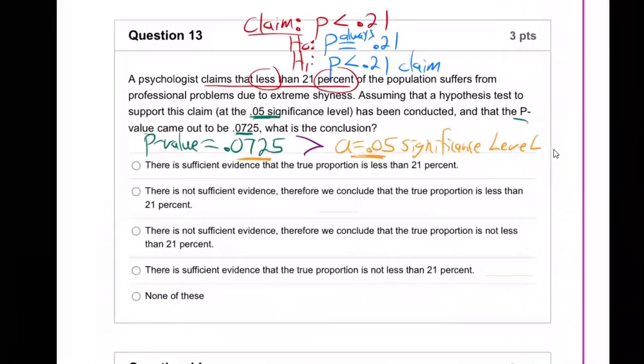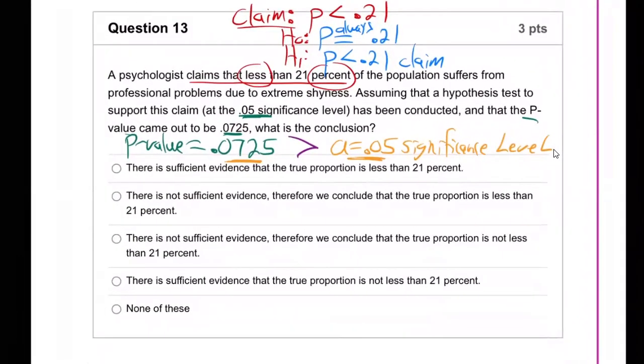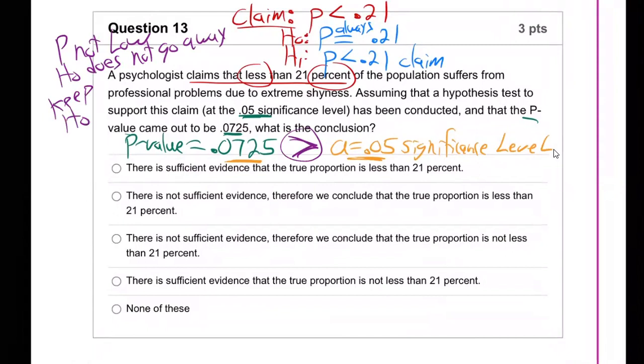So that's us in this situation, right? So let's write that out. P is not low. It's greater. So H0 does not go away. We keep H0, don't we? We're keeping H0. So in this test, we're going to keep H0.